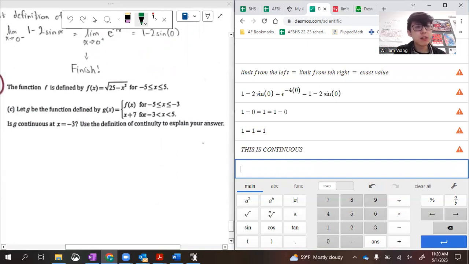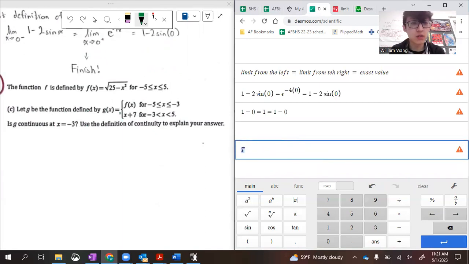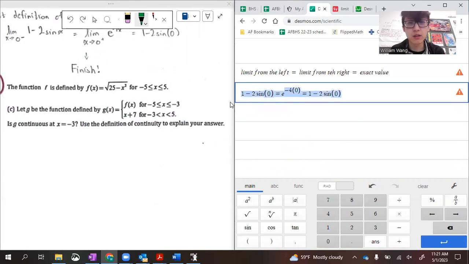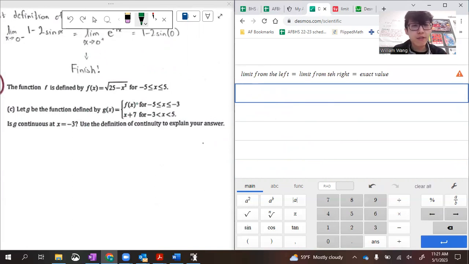Next question. Let g be the function defined by this. Is the function g continuous at x equals -3? Okay, let's use my limit definition again. It says use the definition of continuity to explain your answer. All right, my limit from the left. To the left of -3, this might be more confusing, but left of -3, you just look at this part, right? X is to the left of -3. So to the left of -3, I'm going to use the function f of x. So really it's f of -3, which has to be equal to the limit from the right of -3.